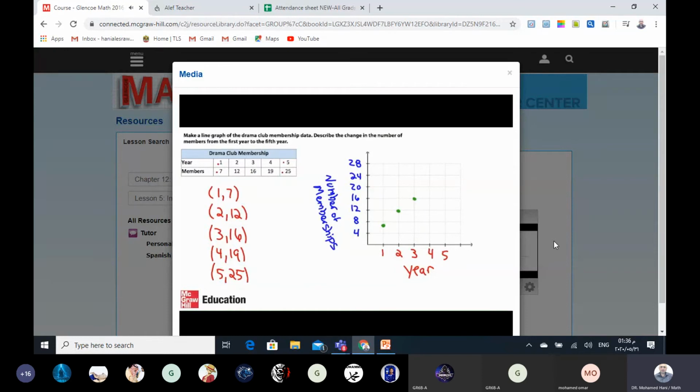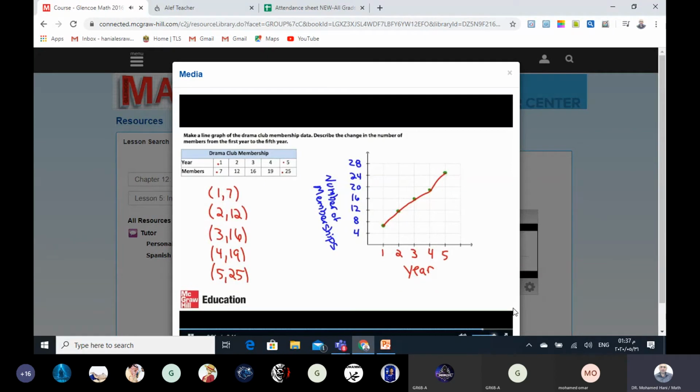4 corresponds to 19 memberships, which is close to 20, so we'll estimate that. And then 5 and 25. And 25 is just above the 24 increment that we placed on our vertical axis. So now it says this needs to be a line graph. So what we'll do is we'll connect each of these points with a straight line.